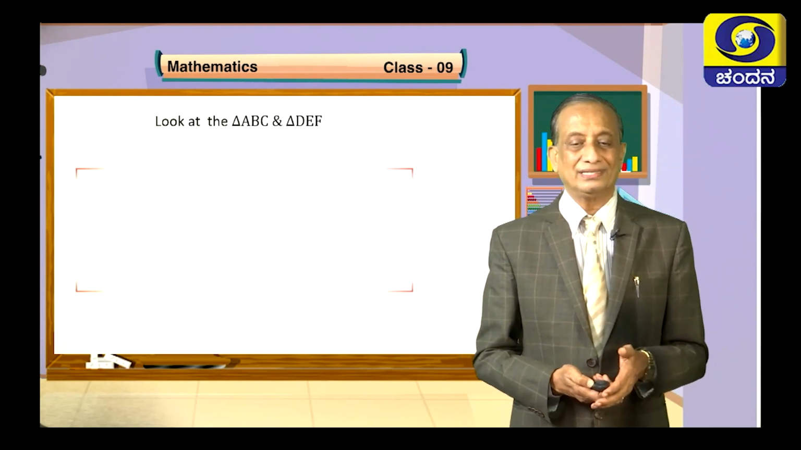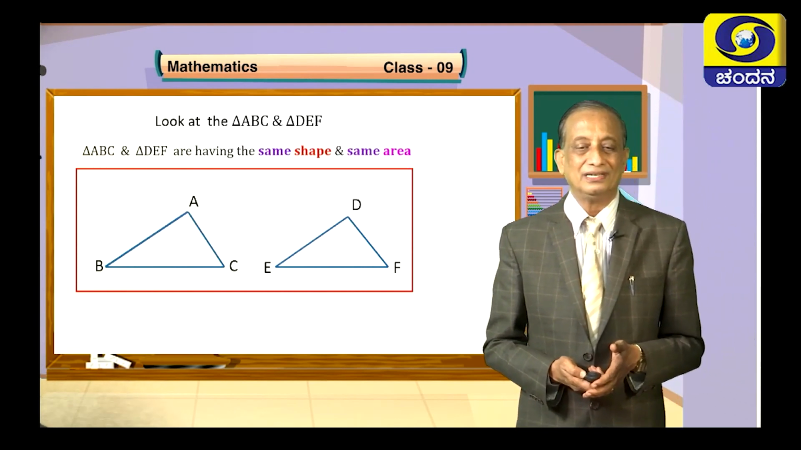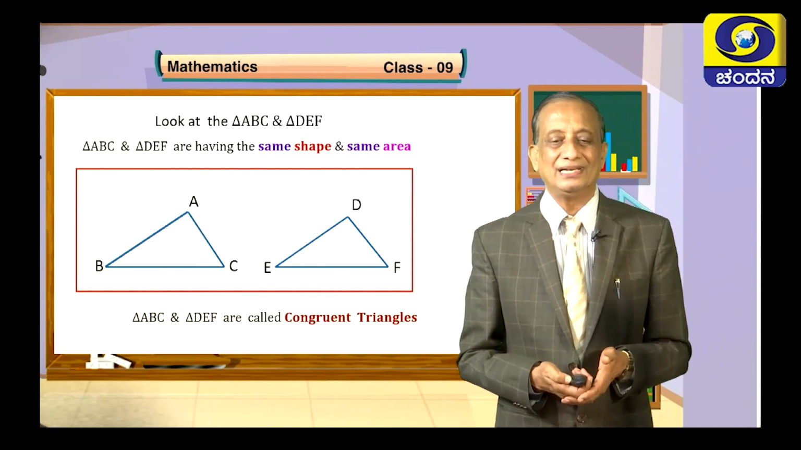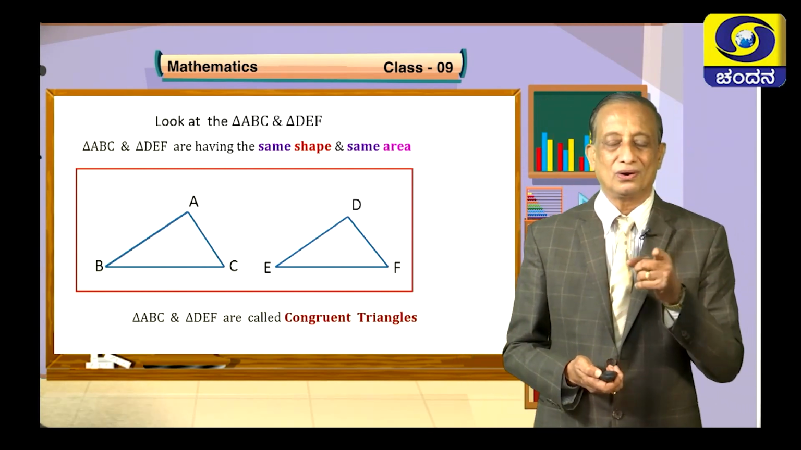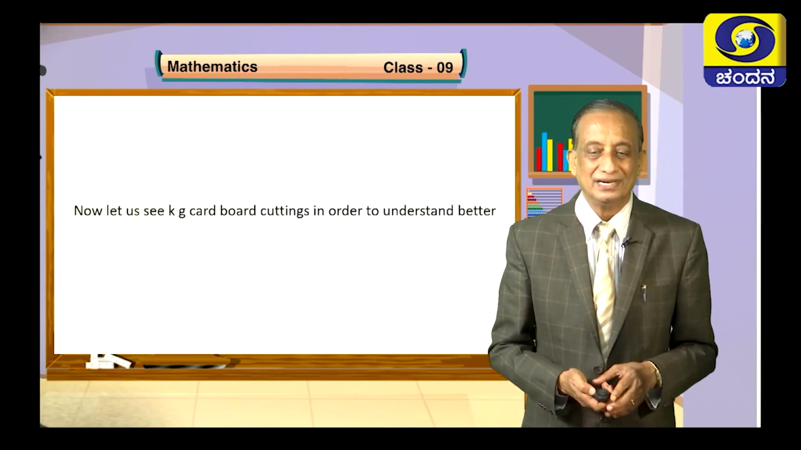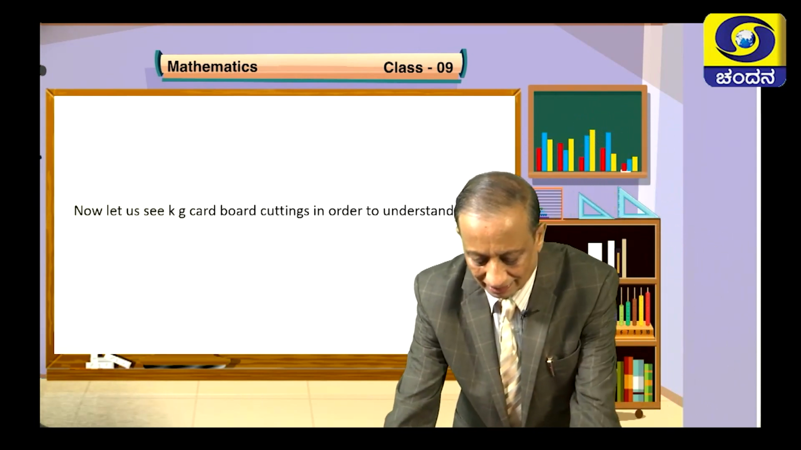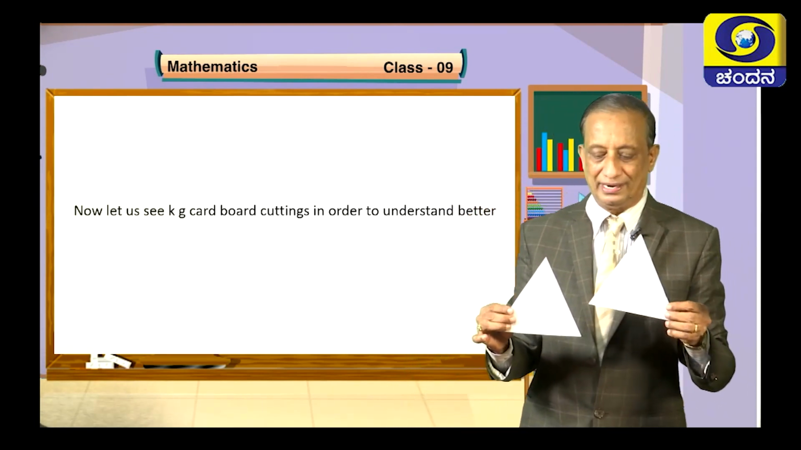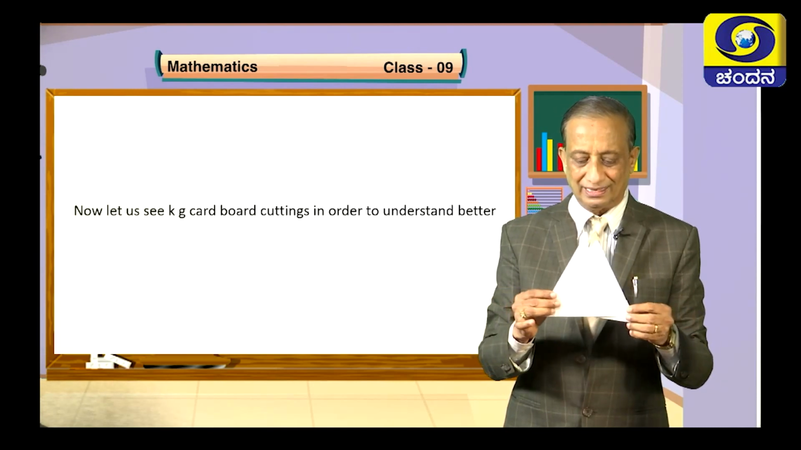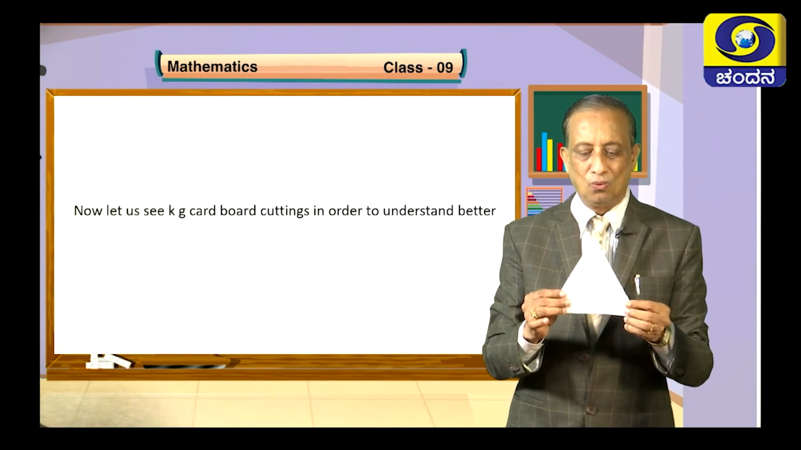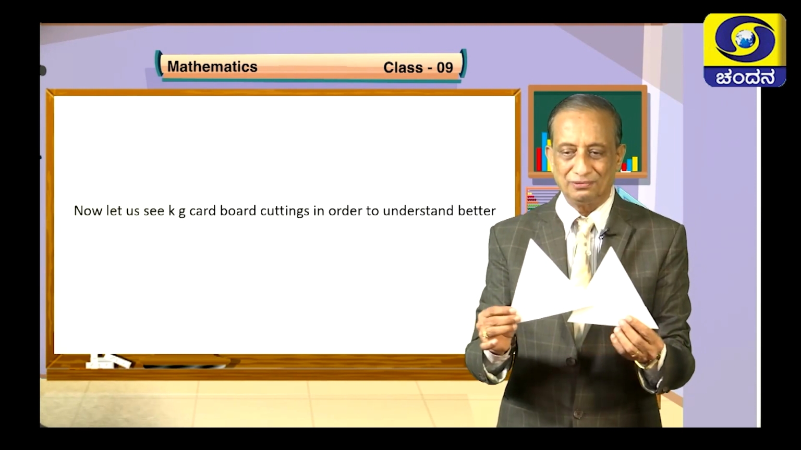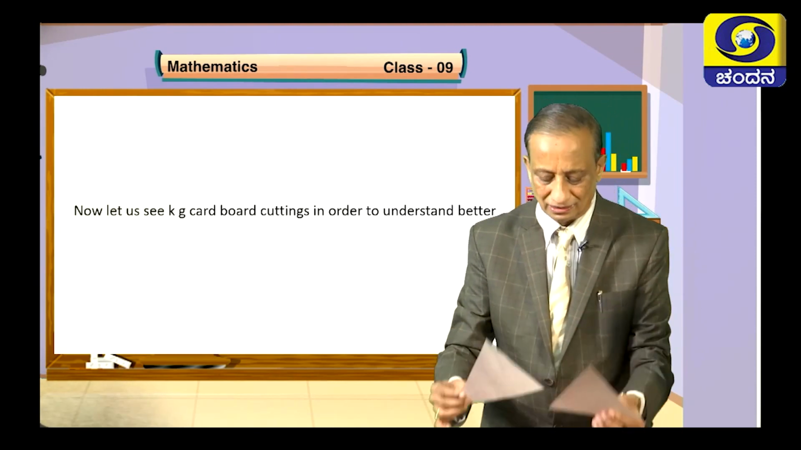Now look at triangle ABC and triangle DEF, children. These two have the same shape and the same area. So triangle ABC and triangle DEF are called congruent triangles. Now let us see some cardboard cuttings in order to understand this better. Here are two congruent triangles. See, they have the same shape and same area. This can be tested by just superimposing one triangle on the other, so they fit in exactly. Therefore, we say that these two triangles are congruent.